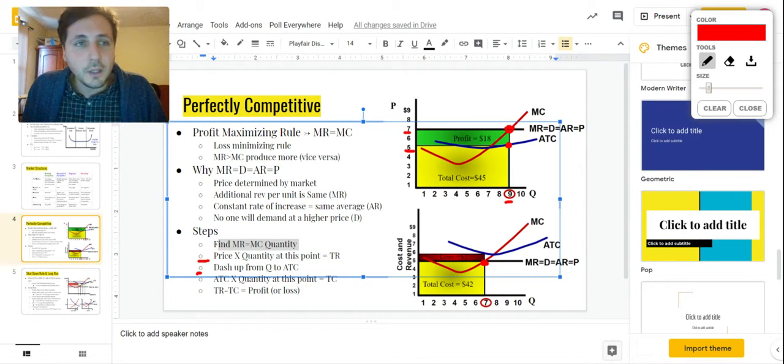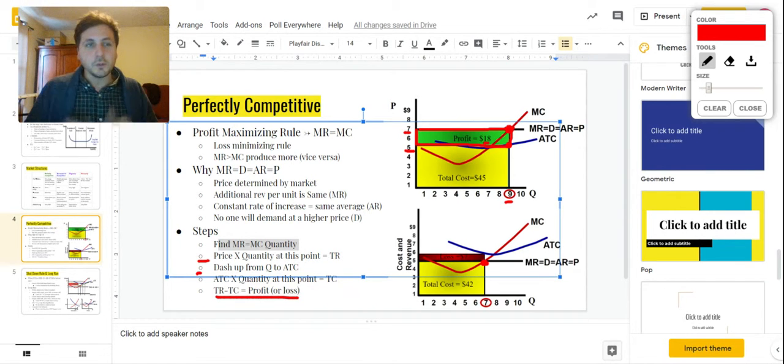So I have $63 revenue, $45 total cost. What do I do? I simply take total revenue minus total cost, and that will give me my profit or my loss. So 63 minus 45 gives me a profit of $18, and it's indicated by the distance between total revenue and total cost. That difference right there, indicated by the difference between those two areas, is my profit.